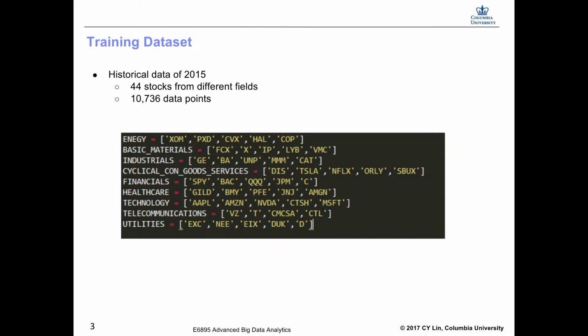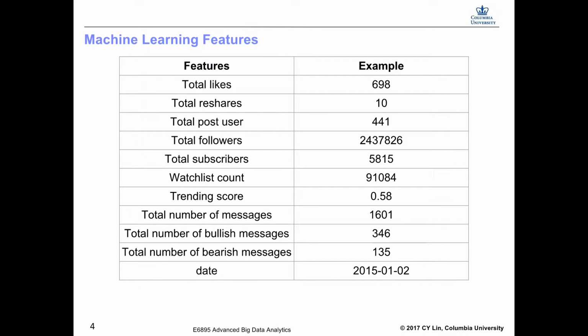Here's our training dataset. We used the historical data of 2015 from StockTwits. For this dataset, we picked 44 stocks from different fields. For example, in technology, we picked Apple, Amazon, Nvidia, Microsoft. Overall, we collected 10,000 data points from 2015. And for training, we used 80% of the data, and then we used the remaining 20% for testing.